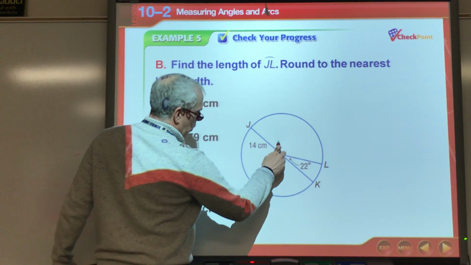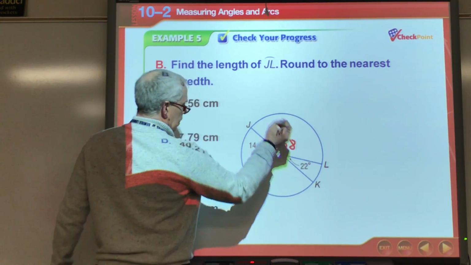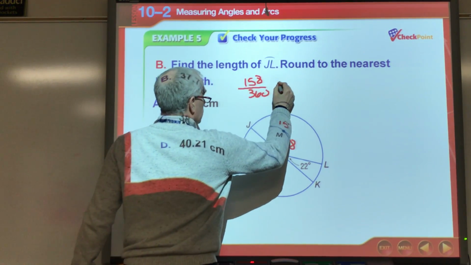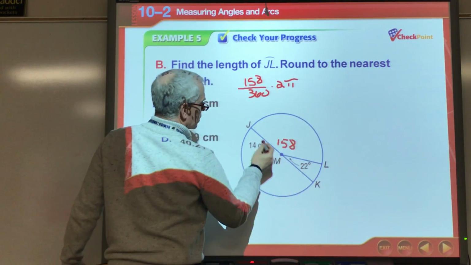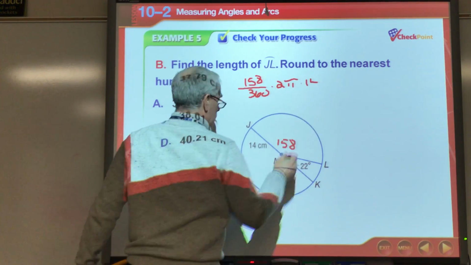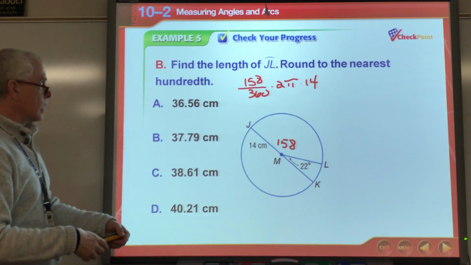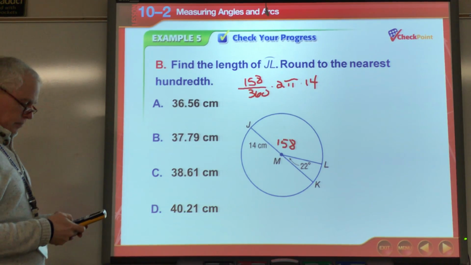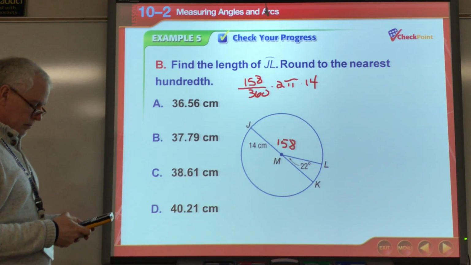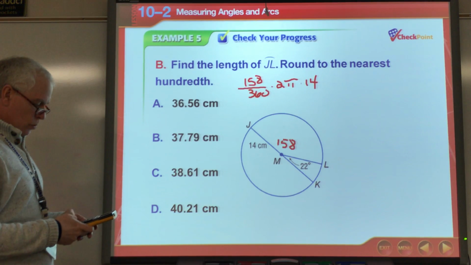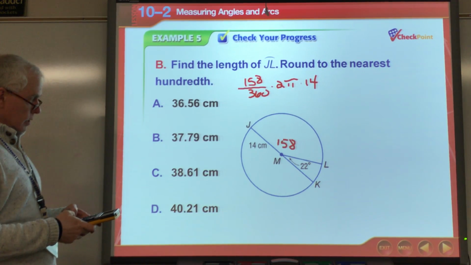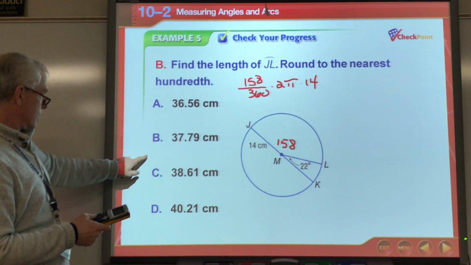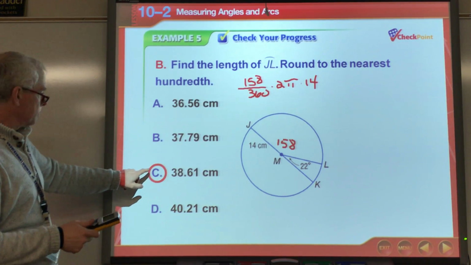JL, first thing I need to figure out, 180 takes me halfway around. 180 minus that 22 is 158. So I've got 158 over 360 times 2 times pi times r, which is 14 in this case. Let's see what I get. 158 over 360 times 2 times pi times 14. We get like 38.661. Yep, there we go.